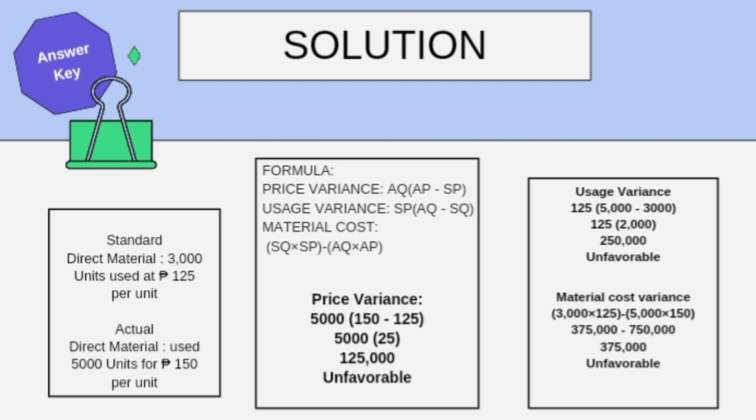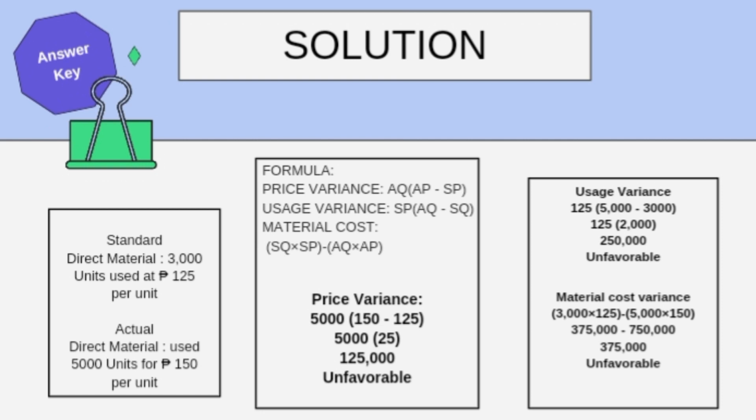And lastly, for the material cost variance, which has the formula of standard quantity multiplied to the standard price minus actual quantity multiplied to the actual price. The standard quantity is equal to 3,000. The standard price is equal to 125. And then the actual quantity is equal to 5,000. And the actual price is equal to 150.